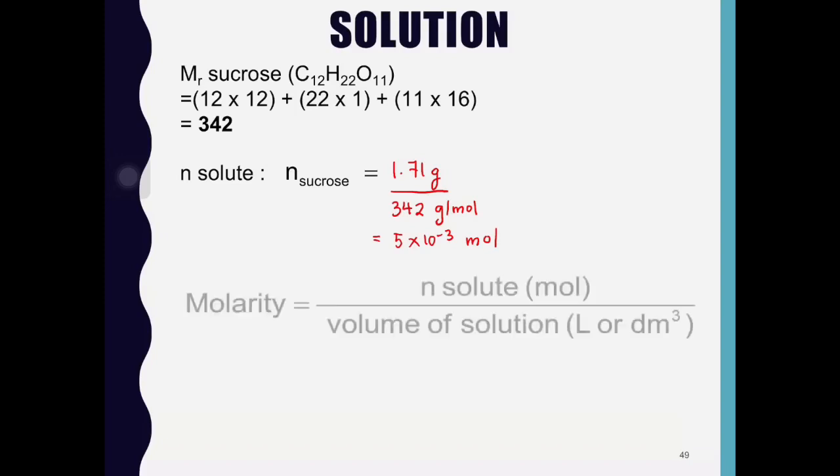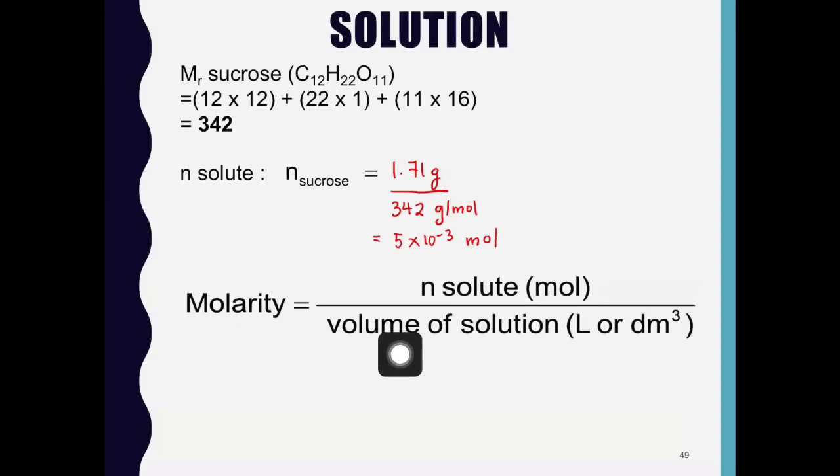Next, we can find the molarity. So for molarity, just insert the number of mole of solute and divide with the volume of solution. So the number of mole of solute is 5 times 10 to the power negative 3. Divide with the volume of solution, which is 0.5 liter. So the final answer is 0.01 molar.